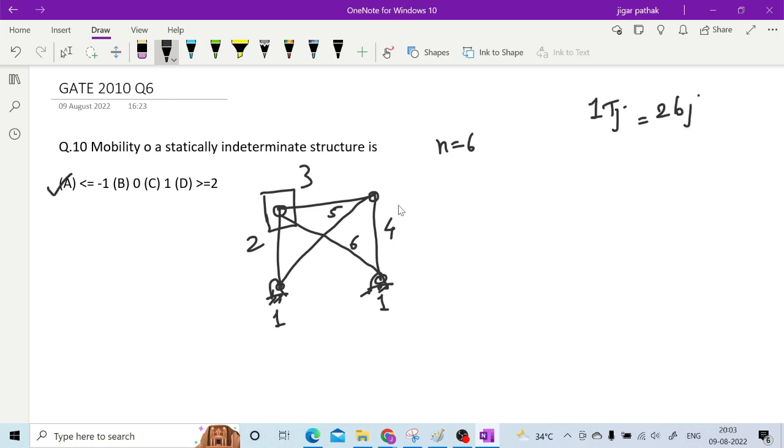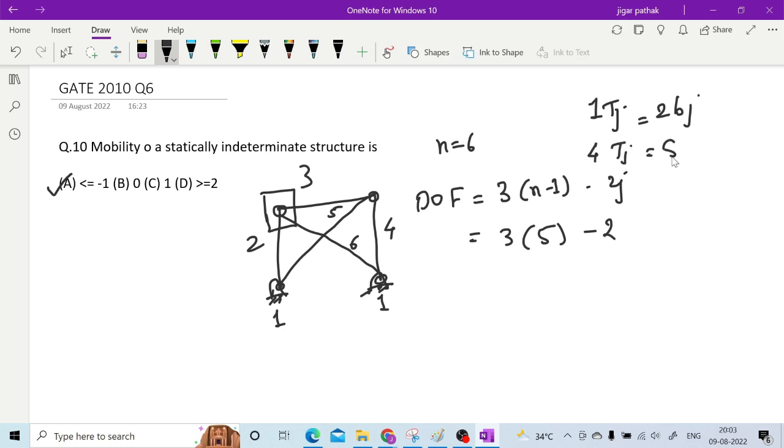So based on this, if you put in the degree of freedom 3 into n minus 1 minus 2j, then what you will get is 3 into 6 minus 1, which is 5, minus 2 into the number of joints. Here there are 4 ternary joints. So 4 ternary joints means how many binary joints? 8 binary joints. So this way you will have 15 minus 16, which is minus 1, and this is also an indeterminate structure. So this is how you can have an example of an indeterminate structure.